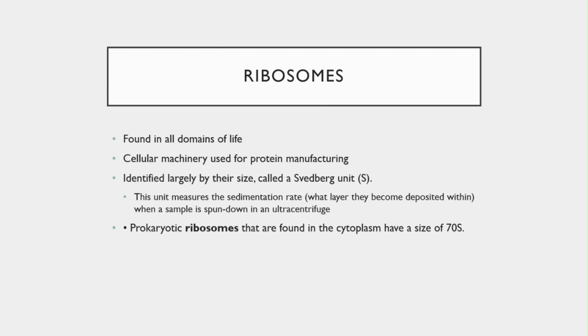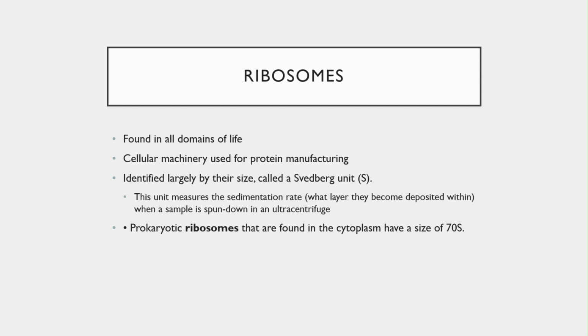Since each domain, eukarya, bacteria, and archaea, need to make proteins, the ribosomes are found in all domains of life, and they're mostly identified by their size. Instead of their size being measured in grams or meters, it is measured in a Svedberg unit. The size affects how fast they settle in a solution. And so ultracentrifuges, which is a lab machine that spins samples around really fast, accelerates the rate at which solids settle in a solution. The size of a ribosome affects how quickly it settles in an ultracentrifuge. This settling rate is called a Svedberg unit.